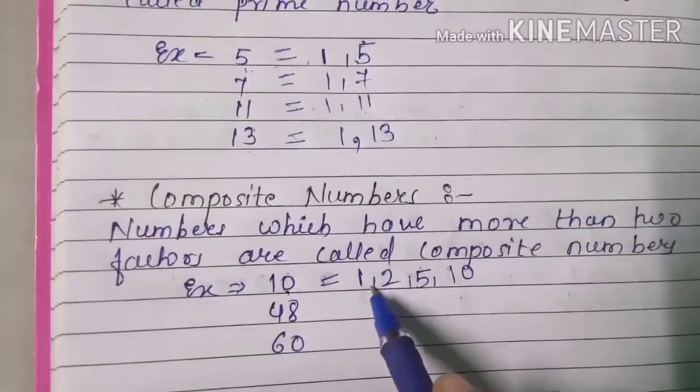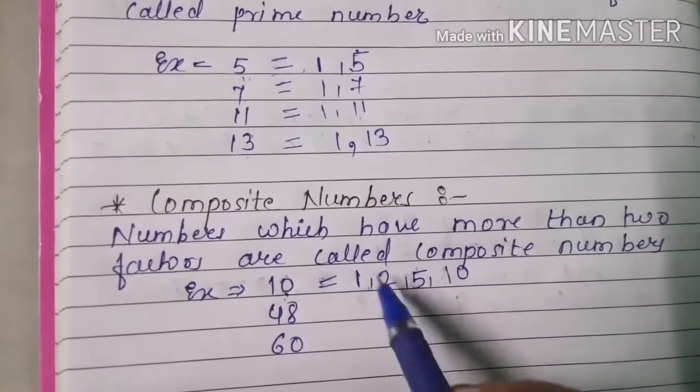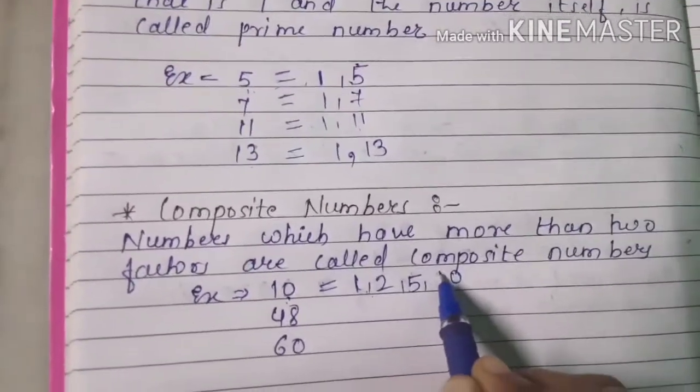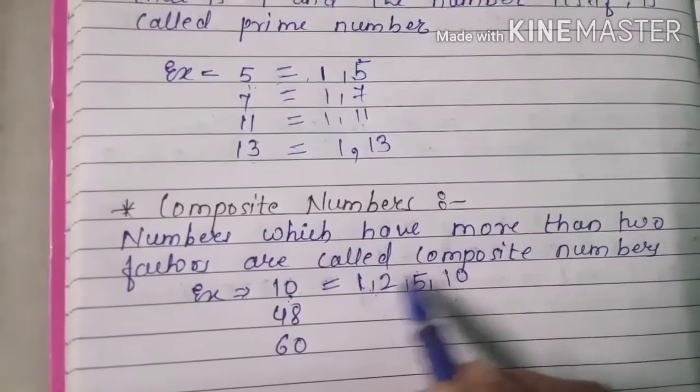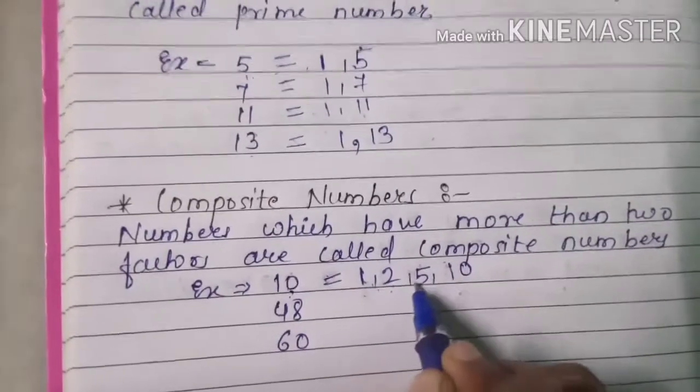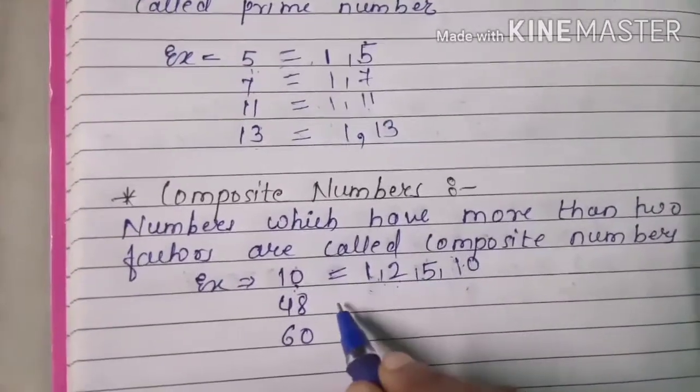So composite numbers means what? The number has factors more than 2. That is, 1 and the number itself are factors, and then again it has more than 2 factors. Okay. So 1, 2, 5, 10. These are the factors of 10.